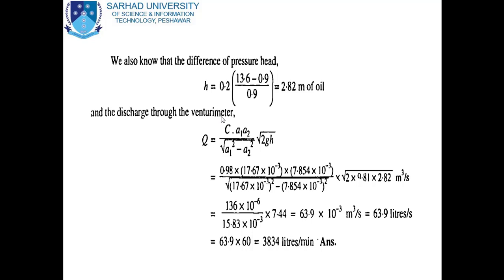So put the values, you will get the total discharge equal to 63.9 into 10 to the power minus 3 cubic meter per second. Multiply this by 1000, as 1 cubic meter is equal to 1000 liters. So you will get this value in liters per second, that is 63.9 liters per second. Now multiply this by 60 to get liters per minute, that is 63.9 into 60, that is 3834 liters per minute. So this amount of discharge is going through the Venturi meter.